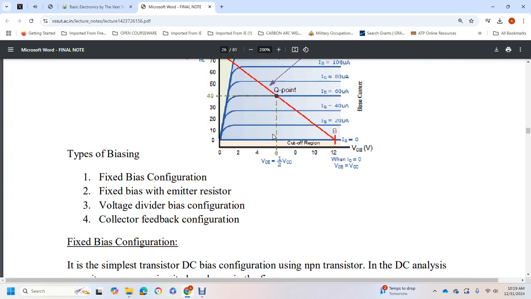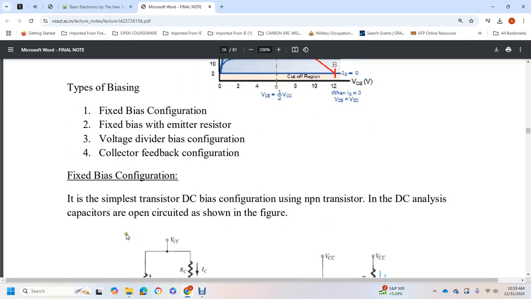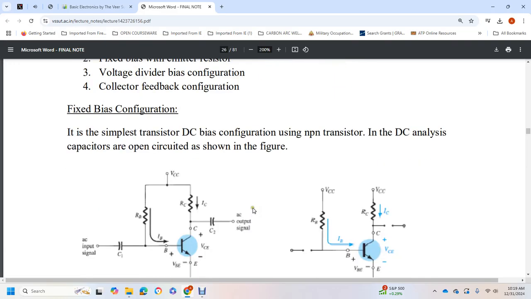Types of biasing: fixed bias configuration, fixed bias with emitter resistor, voltage divider bias configuration, collector feedback configuration. Fixed bias configuration, the simplest transistor DC configuration using an NPN transistor. DC analysis: capacitors are open circuit, as shown in figure.